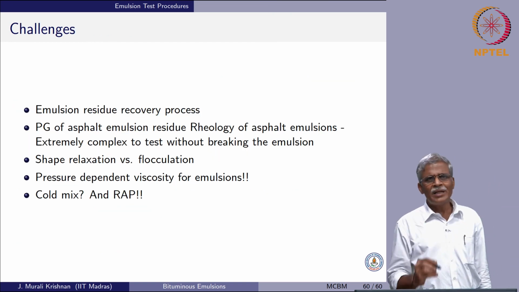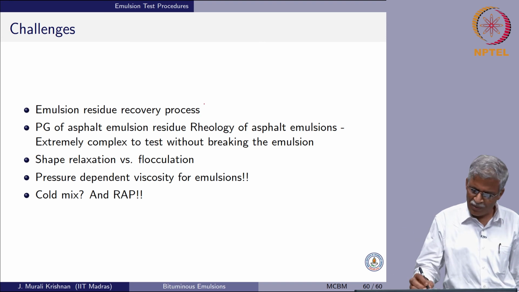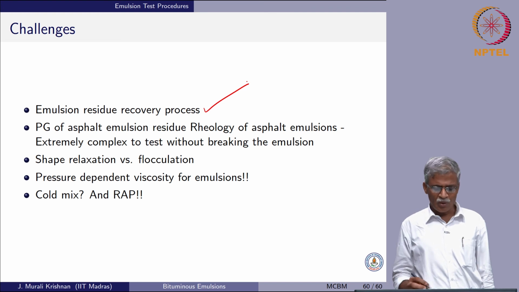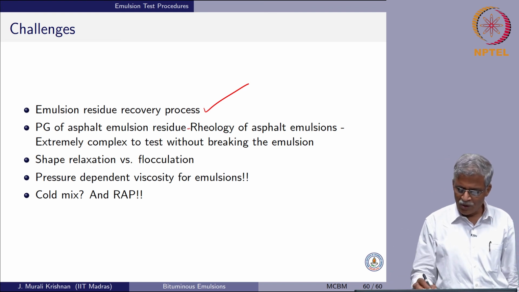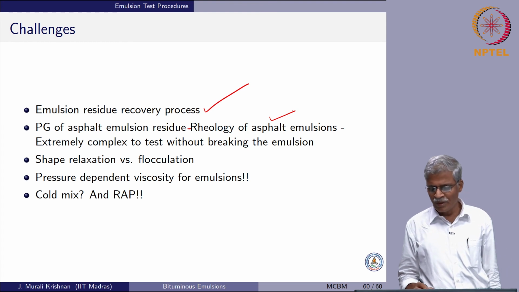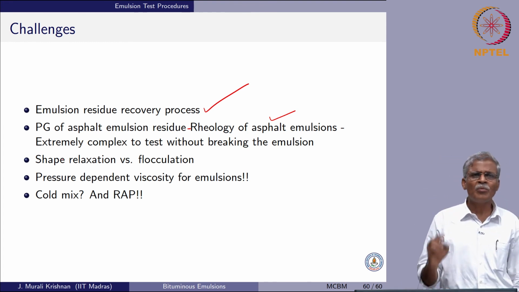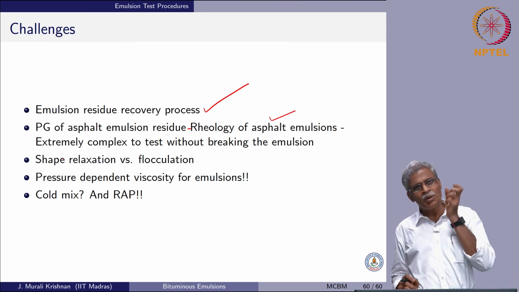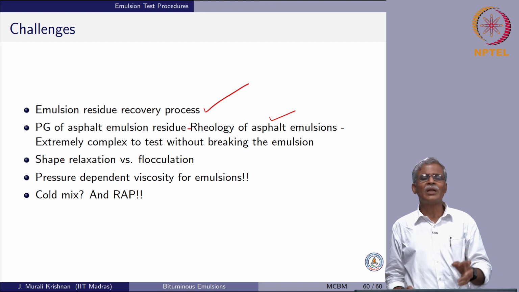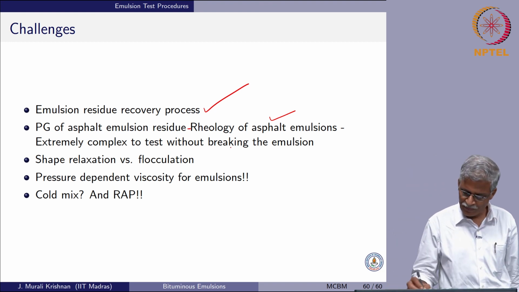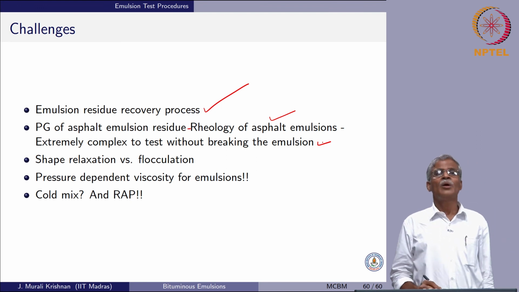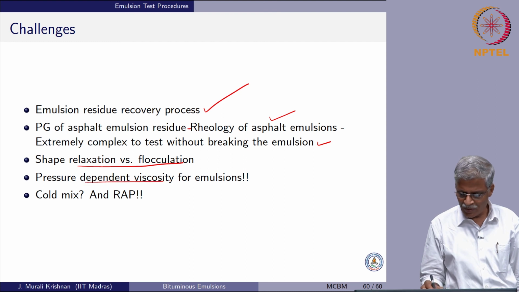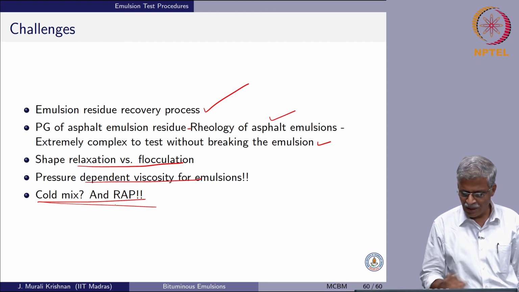Okay. So, what really are the challenges? I will stop it here. As I mentioned, the emulsion residue recovery procedure, and then what about the PG of asphalt emulsion residue, and of course what about the rheology of asphalt emulsion. And the more important thing is, if I give you an emulsion and I want you to find out the viscosity, you need to be very careful about testing it, because the emulsion can actually break. Okay, so just need to be very careful. What about the shape relaxation versus flocculation? Of course, pressure dependent viscosity, and finally cold mix and wrap.